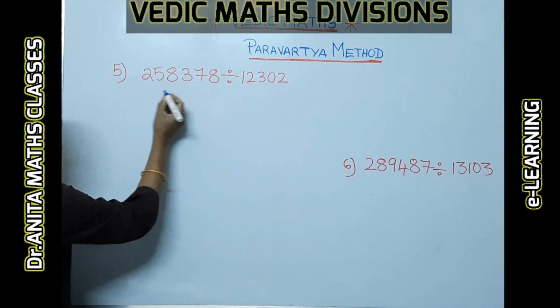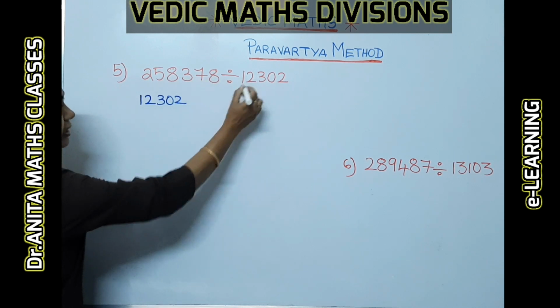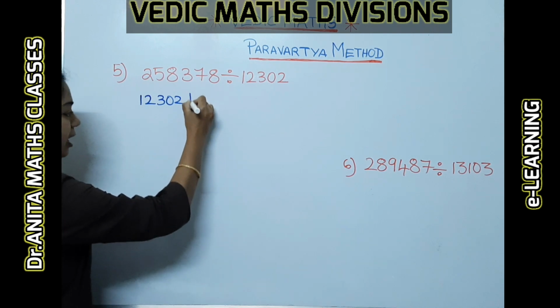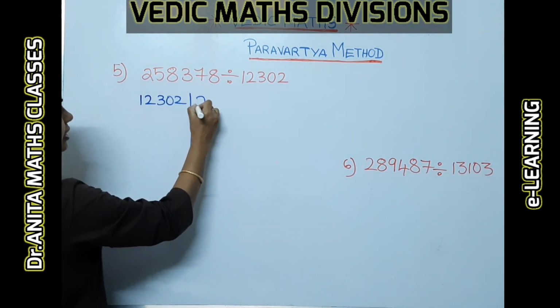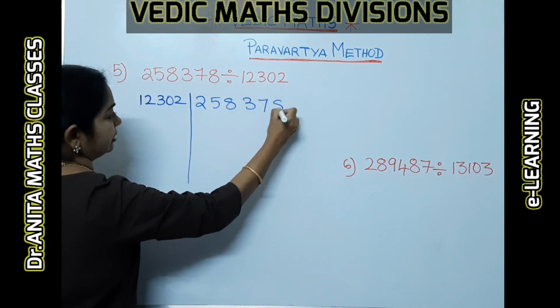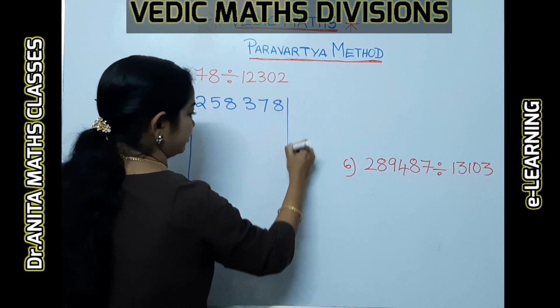Now let's start how to do this. Very, very simple. Because the numbers are very big, in the traditional division method it is very, very hard to do this, but in this method it is very simple. So I have taken 258378, that is the number, right?